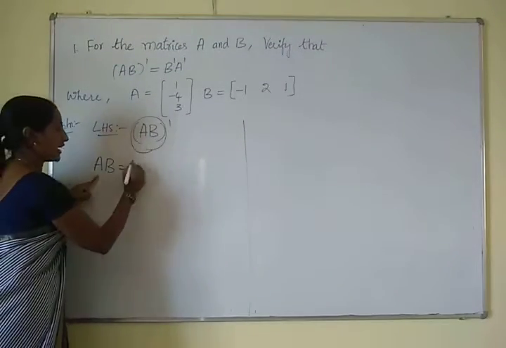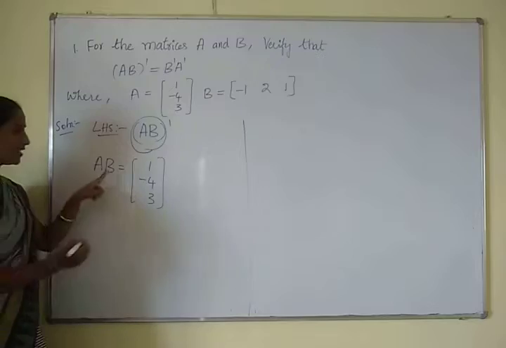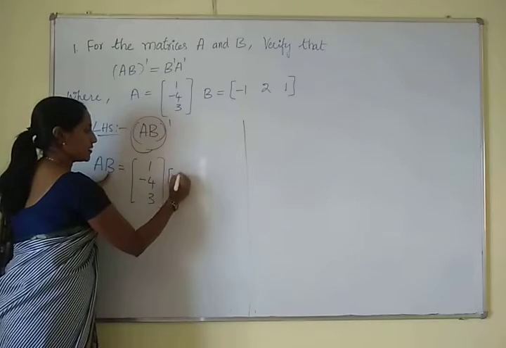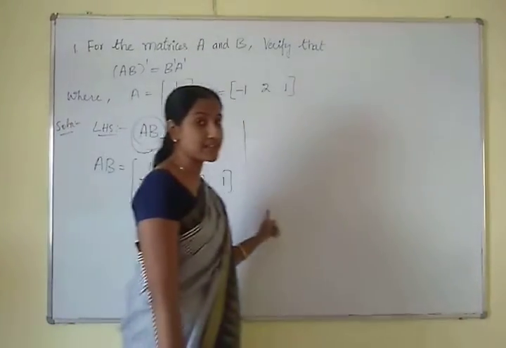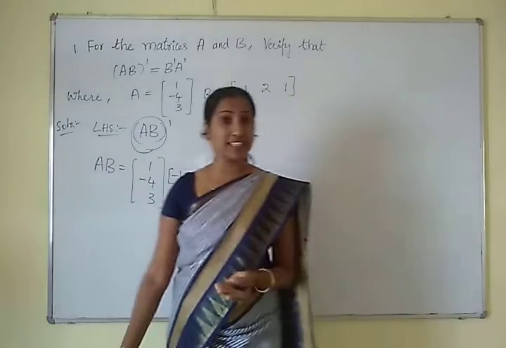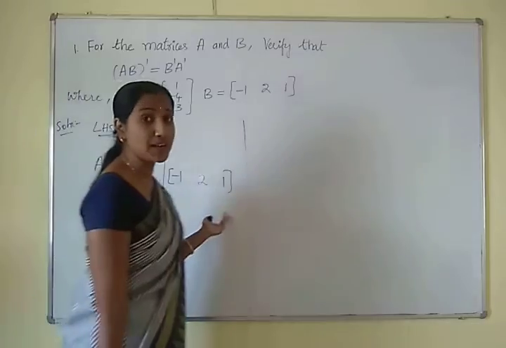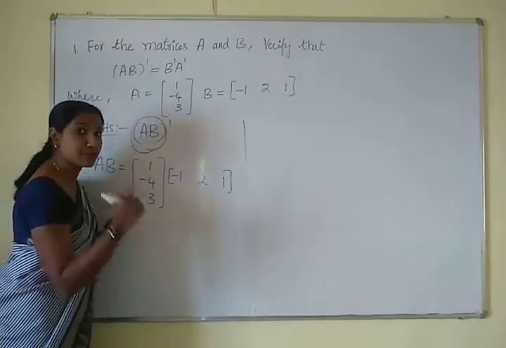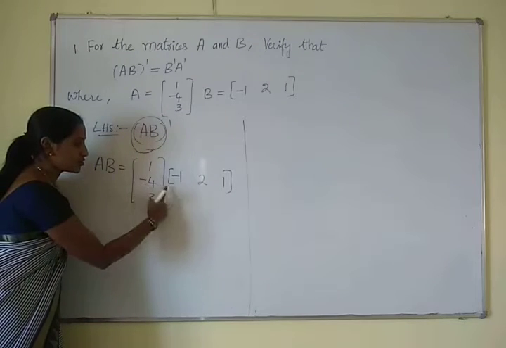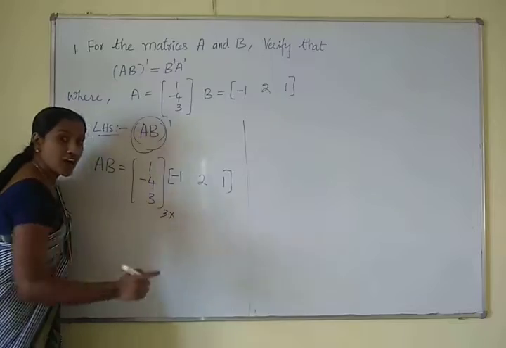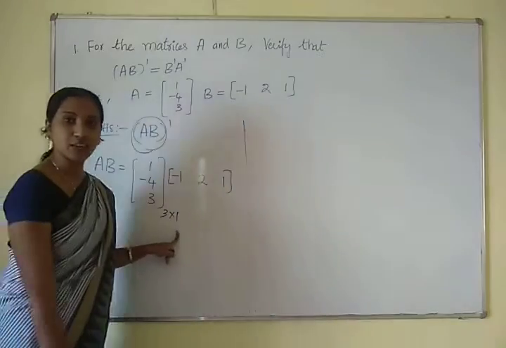A is what? A is 1, minus 4, 3. And B is what? Minus 1, 2 and 1. So how do we multiply these matrices? Before we begin to multiply these matrices, let us check the condition, whether we can multiply or not. So what is the condition to multiply the matrices? Yes, we have to check the order. Now what is the order for this matrix? 1, 2, 3. So 3 rows, how many columns? There is only one column. Okay, so 3 cross 1.